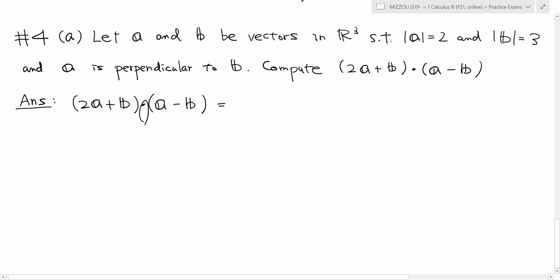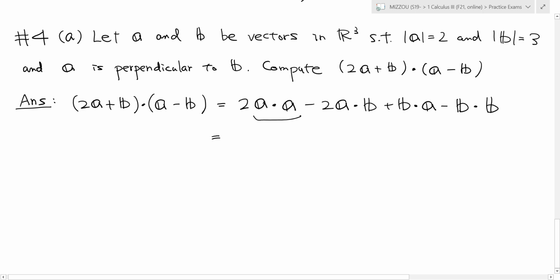is what? Well, remember dot product basically works in the same way as multiplication of numbers. Namely, you can FOIL it, like this and this. 2a dot a minus 2a dot b, and then now you can FOIL it, plus b dot a minus b dot b. Okay, then now what? Well, what is a dot a? Remember, if you take the dot product of a vector with itself, what you get is the magnitude of the vector squared. So this is 2 times a squared. Don't forget squared here. Minus 2 times, what is a dot b?